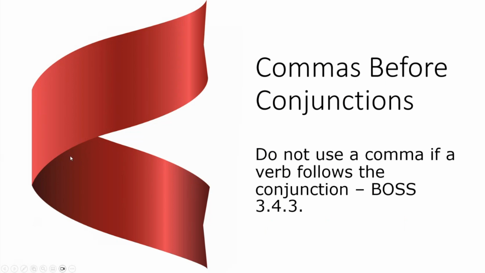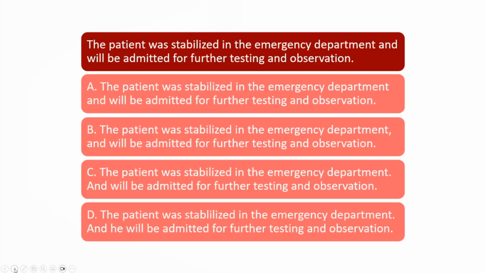So there's a little bit of a rule here, kind of a gray area. Commas before conjunctions again. Do not use a comma if a verb follows the conjunction. And once again, BOS 3.4.3. So let's take a look at the example again. And this has just been changed a little bit. The patient was stabilized in the emergency department and will be admitted for further testing and observation. So let's give everybody a chance to look at the options before we enter in our answers.